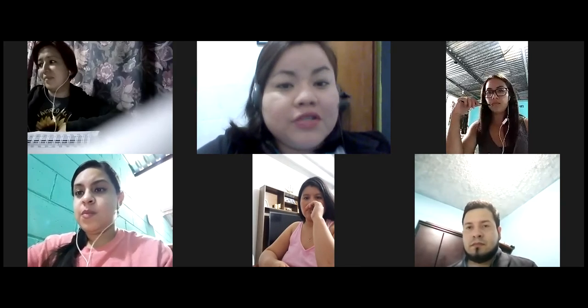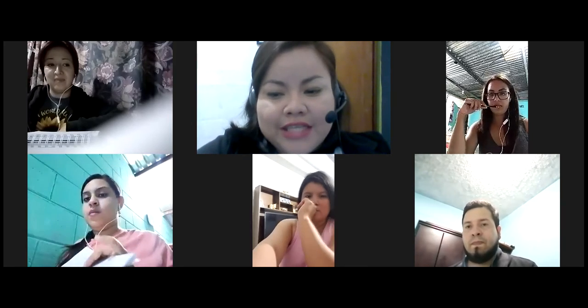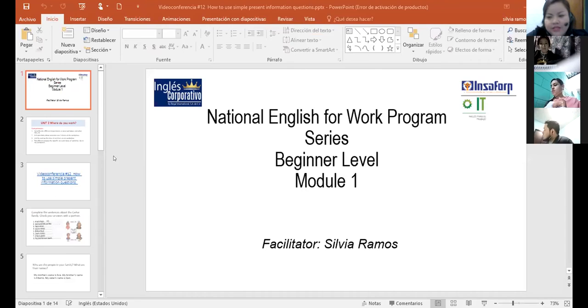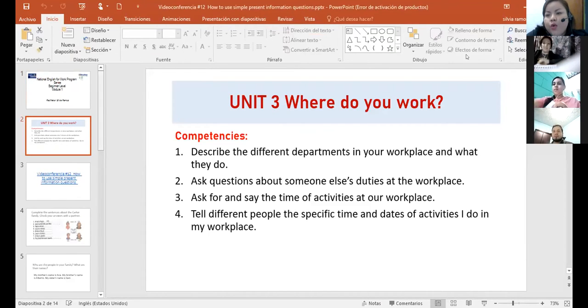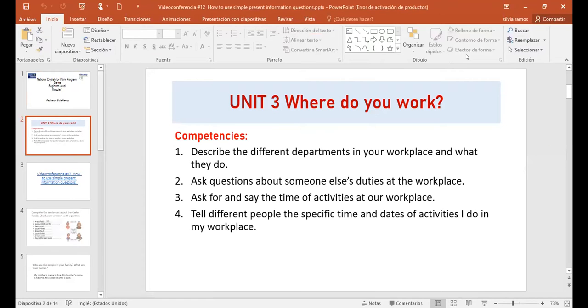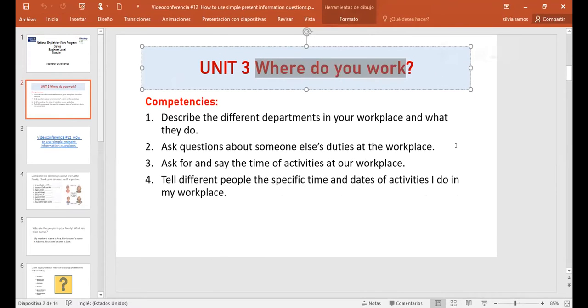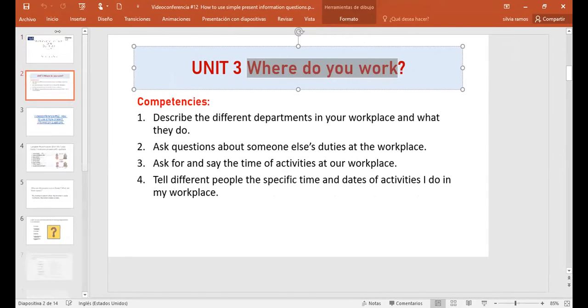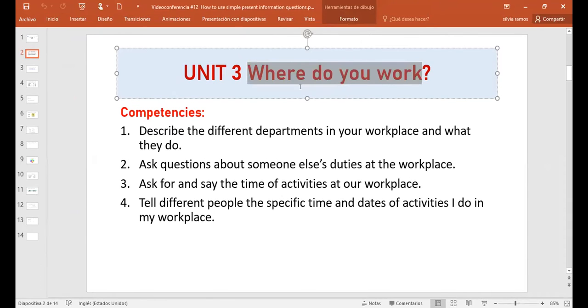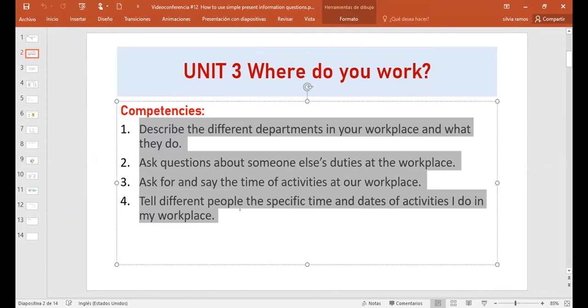Okay, now we're going to start with unit number 3. Today is class number 12, right? So unit 3 is called "Where do you work?" That is the name of the unit, which tells us that we're going to ask WH questions, or information questions, okay? That's what we're going to do. These are the objectives or the goals that we need to accomplish in this unit.